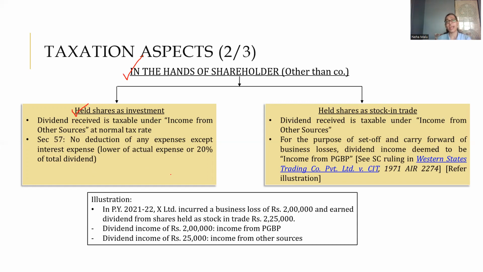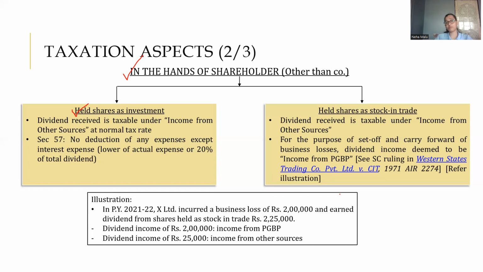So I repeat again, in case of shares held as investment by a shareholder other than a company, dividend income is taxed under the head of other sources, and there is no deduction of any expense except interest expense, and that too up to the lower of the actual interest expense incurred or 20% of the total dividend. However, when it comes to dividend on shares which are held as stock in trade, even in that particular case, the dividend income is taxed under the head of other sources.